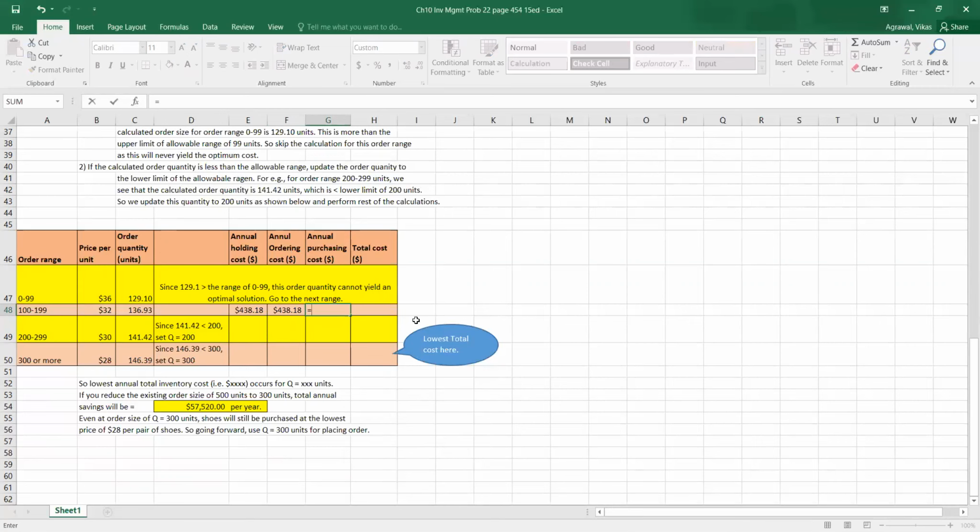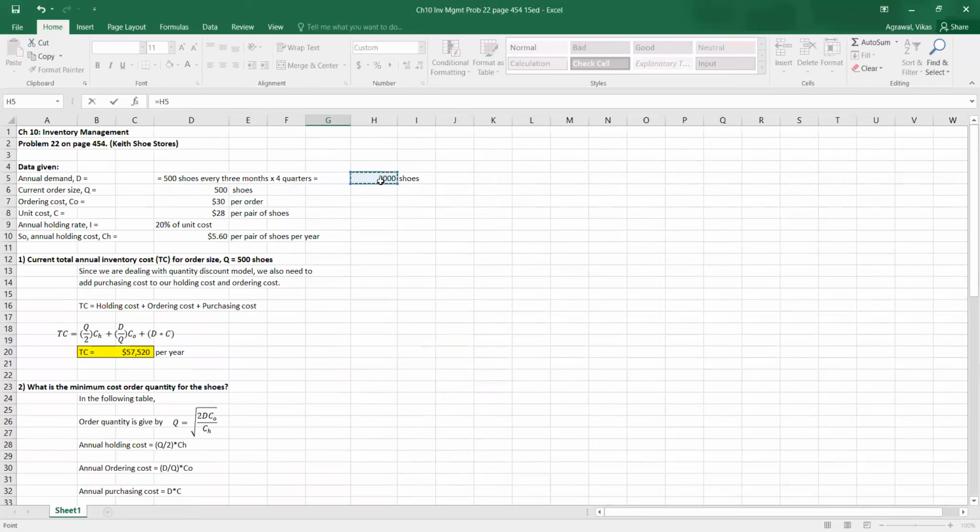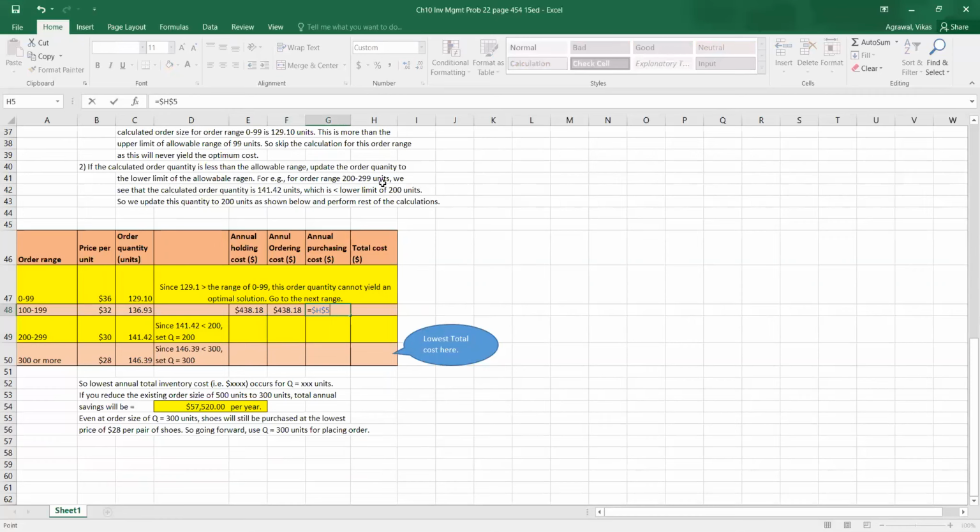So annual purchasing cost here is the annual demand, which is 2000 units. I'm going to press function F4. I'm going to fix that one. Times carrying cost is $32 here. Okay, that's going to be $64,000 per year. So total cost per year is going to be the summation of annual holding cost, annual ordering cost, and annual purchasing cost here. So that should equal the sum of these three numbers here.